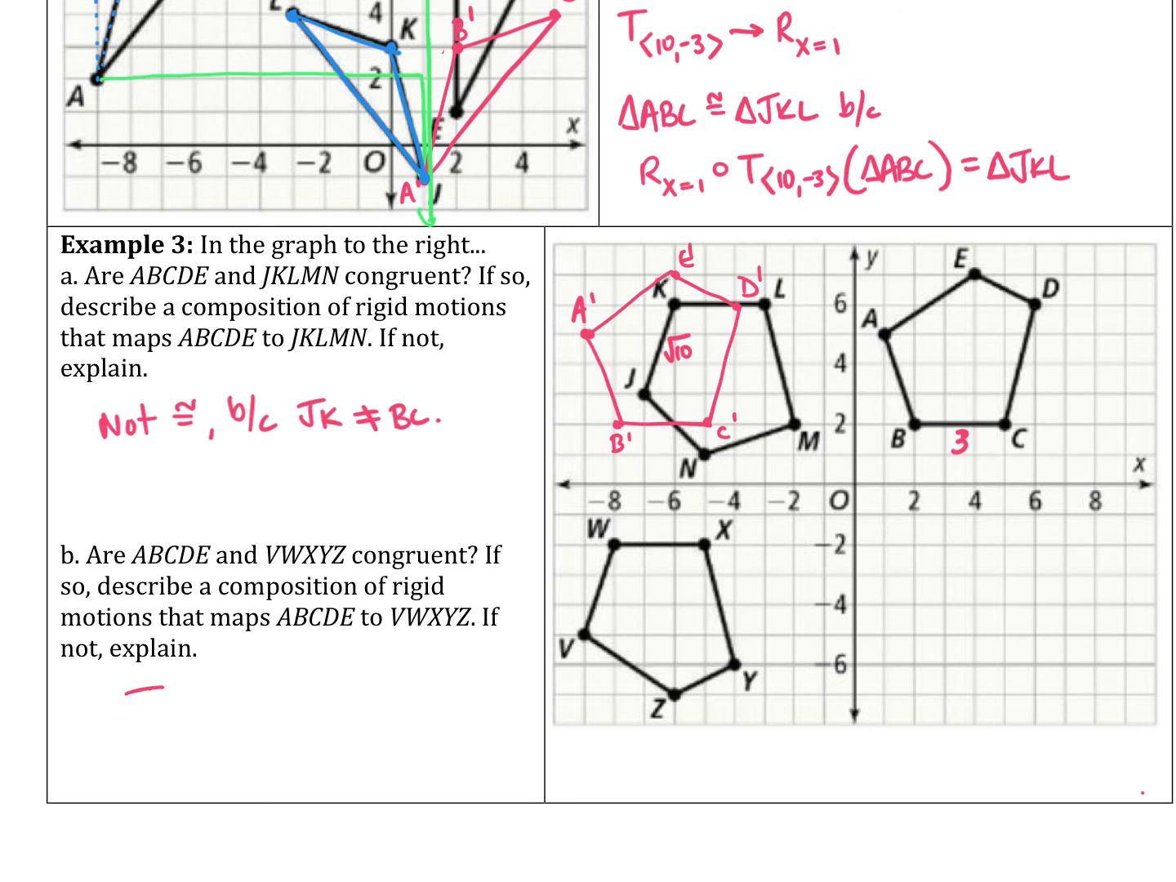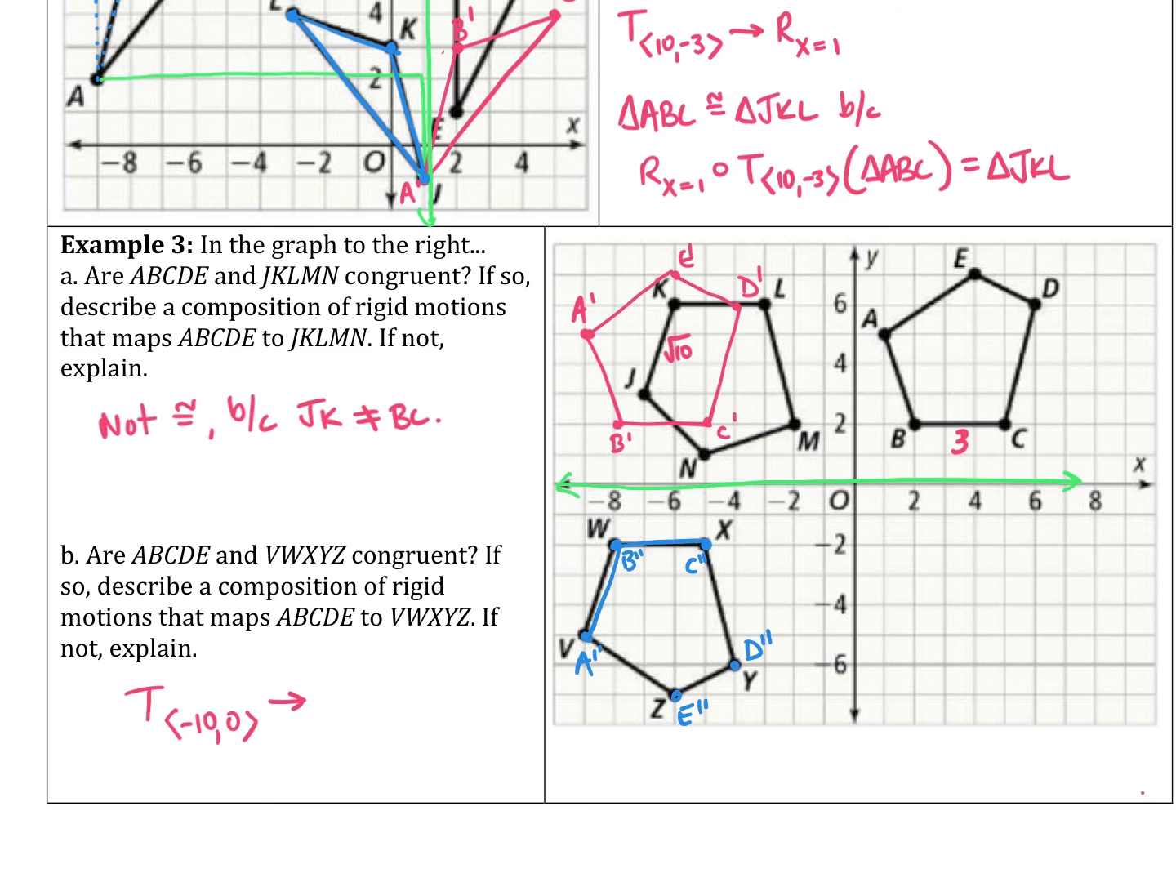So that is a translation by, looks like 1, 2, 3, 4, 5, 6, 7, 8, 9, 10 to the left. So that's a translation of -10, 0. And then can I just reflect this so that B ends up where W is, C ends up where X is, A ends up where V is? I think I can. If I now reflect it over this X-axis right here, then B ends up right here. We'll call it B prime prime. C prime prime would be there, this would be D prime prime, this would be E prime prime, and this would be A prime prime.